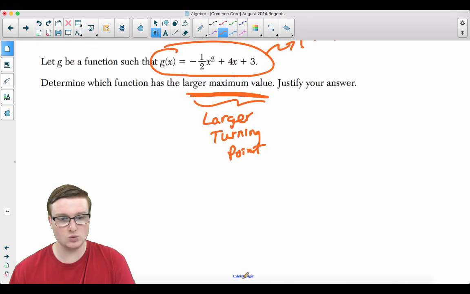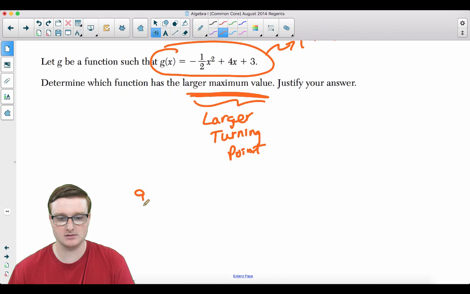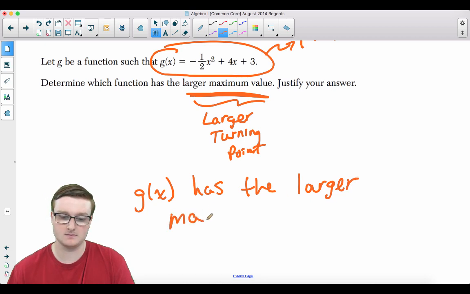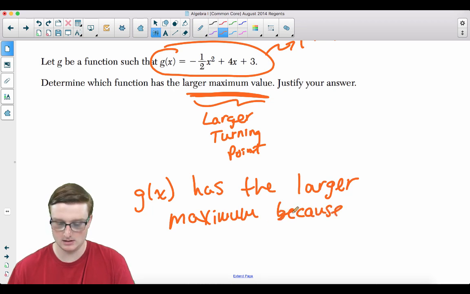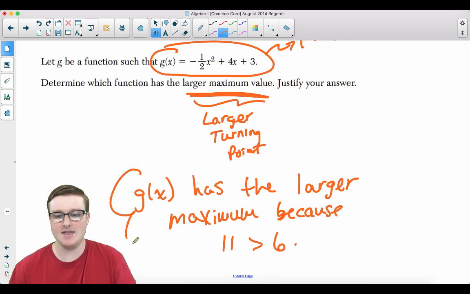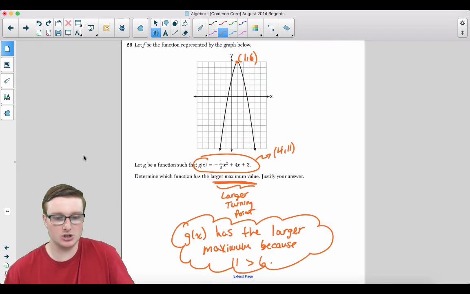So it says determine which function. So we are going to say that g of x has the larger maximum because 11 is greater than 6. And that is your justification. All right, that's it. Moving on to question number 30.